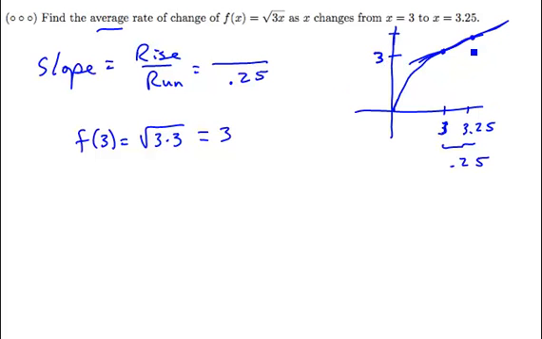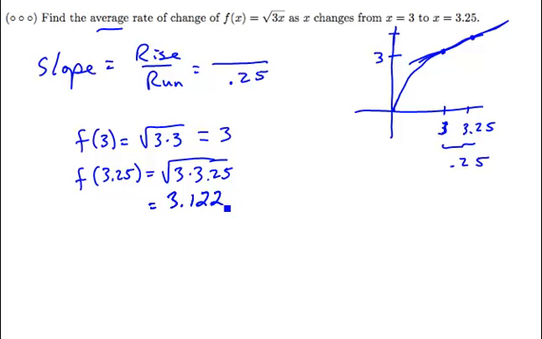The other y value corresponds to x value 3.25. So if we calculate that, it's the square root of 3 times 3.25. And this calculates out to be 3.122. So the rise here, we're rising from a 3 up to a 3.122, is going to be right around 0.122. It's just the difference in the y values.